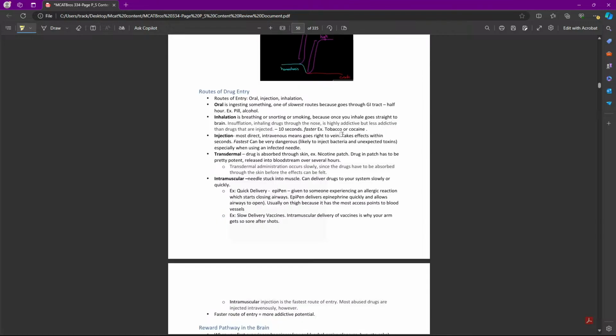Routes of drug entry: oral, injection, inhalation. Oral is ingesting something, one of the slowest routes because it goes through the GI tract, taking about half an hour. Inhalation is breathing, and snorting is the fastest because it goes straight to the brain. Injections are more direct and take effect within seconds. Fastest, but can be very dangerous.